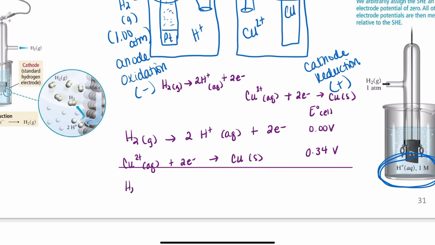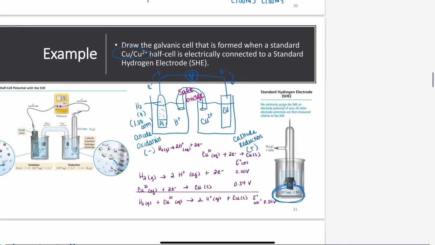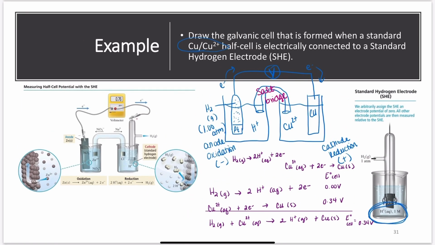Overall, I have H2 gas plus Cu2+ aqueous giving me 2 moles of H+ aqueous and copper solid. My cell potential for this reaction is positive 0.34 volts. How do I write the shorthand here? Again, I need to write anode to cathode. So my anode has that hydrogen gas.